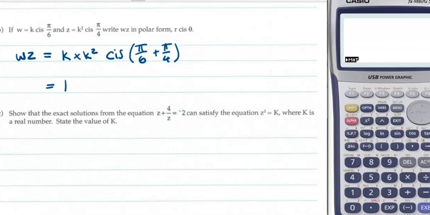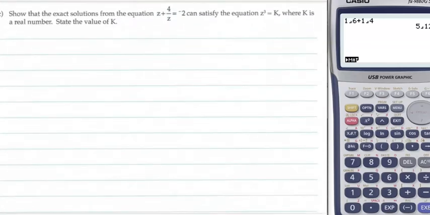So this is equal to k cubed cis, and then if you're not confident with fractions, you can just put that into your calculator like this. So we are just adding it without the pi, just you put the fractions in themselves. That will come to 5/12, so this will be 5 pi by 12.